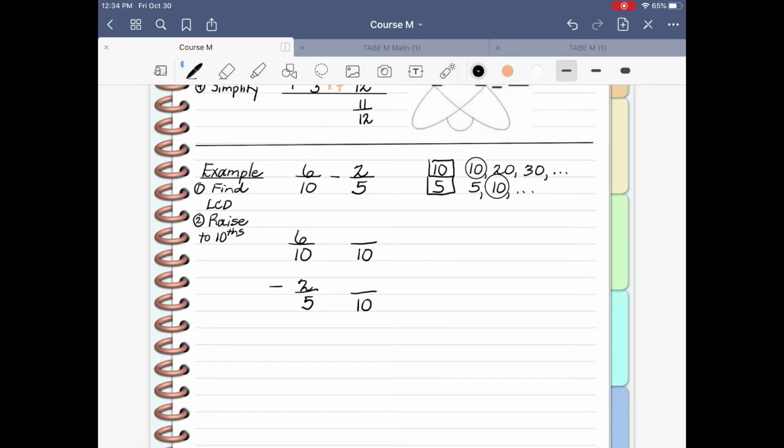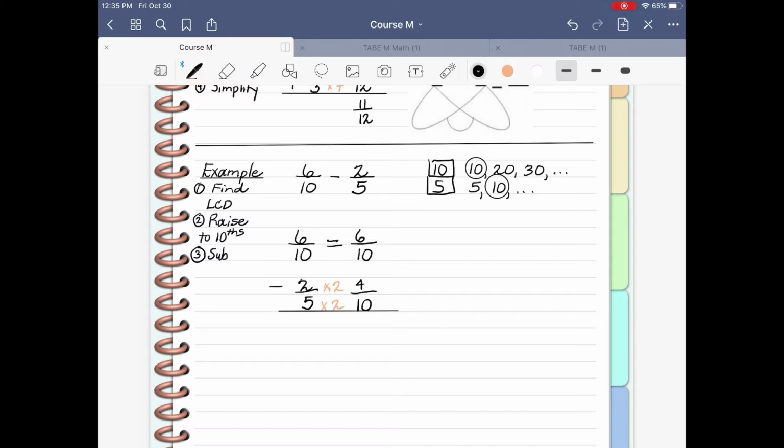The 6 is already tenths, so you can just bring that over. You don't have to do anything. In this one, I would have to multiply by 2 to get the 10, so 2 times 2 on top is 4. And now you have them in like terms.